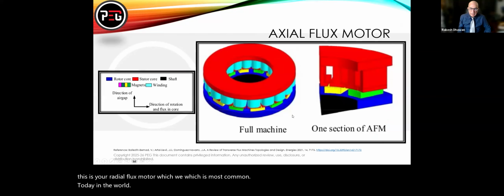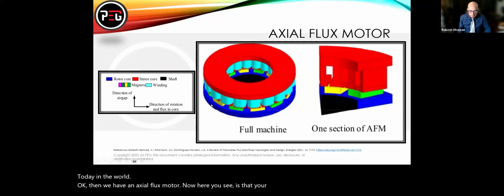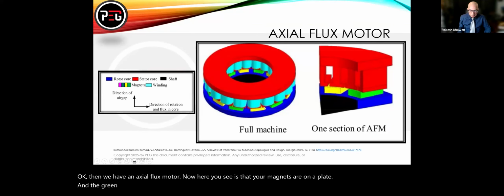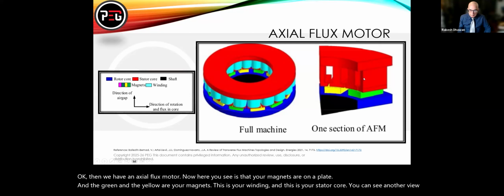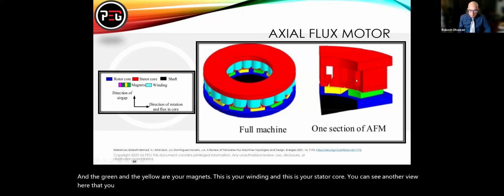Okay. Then we have the axial flux motor. Now here you see that your magnets are on a plate, and the green and the yellow are your magnets. This is your winding, and this is your stator core. You can see another view here that you basically have the windings around these cores, and then your yellow and your green are your magnets, and then this is your back iron. Okay, so that's your axial flux motor.